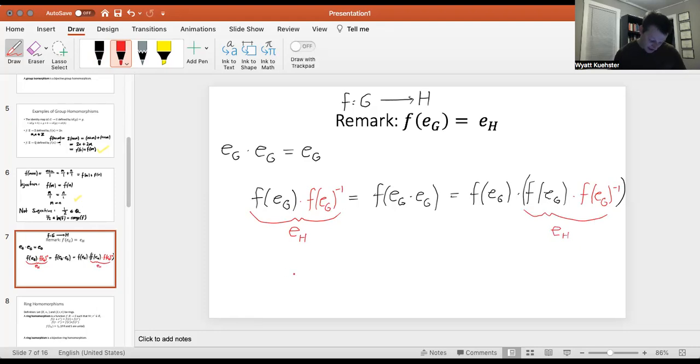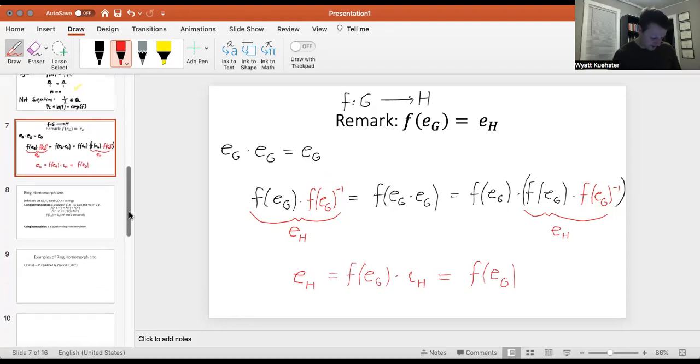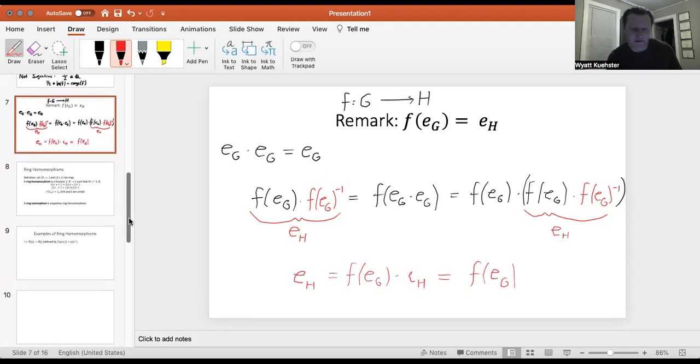So what we obtain is that e_H equals f of e_G times e_H. And then because e_H is an identity, if I multiply it on the right by something, I just get that something back. So this is f of e_G. So the identity always goes to the identity in a group homomorphism. That's just an easy consequence of the one property that you have.